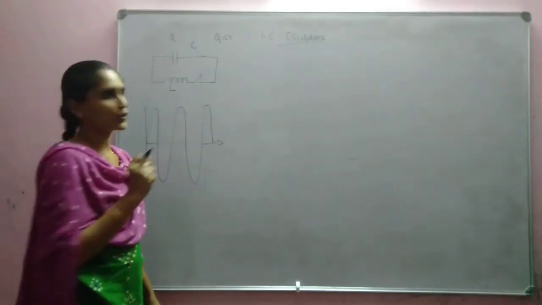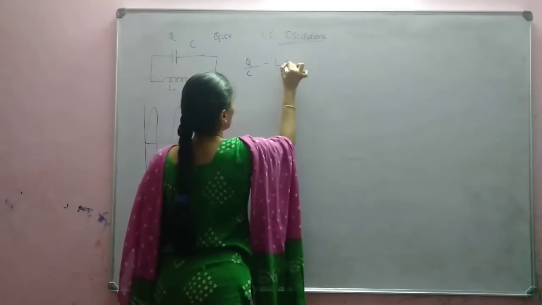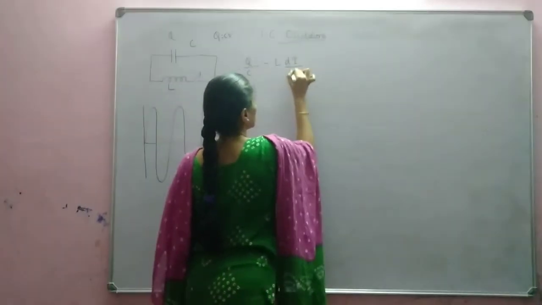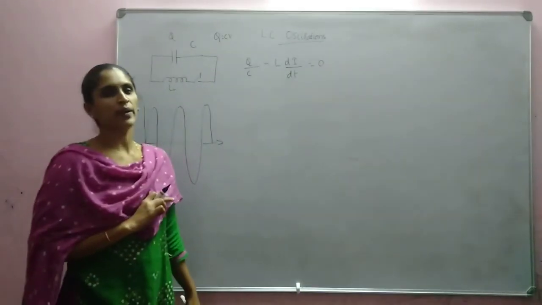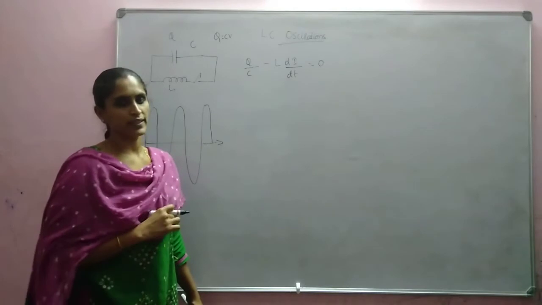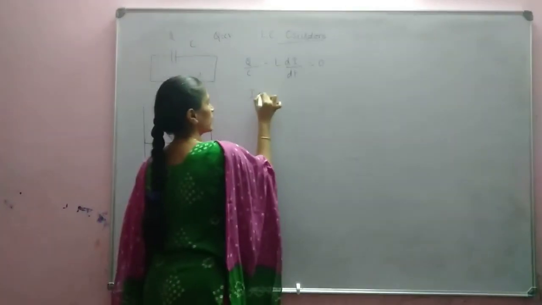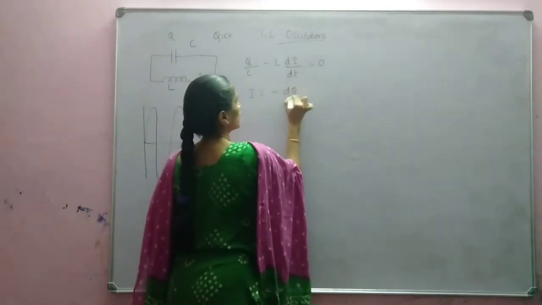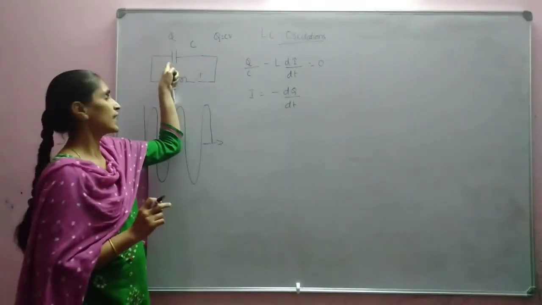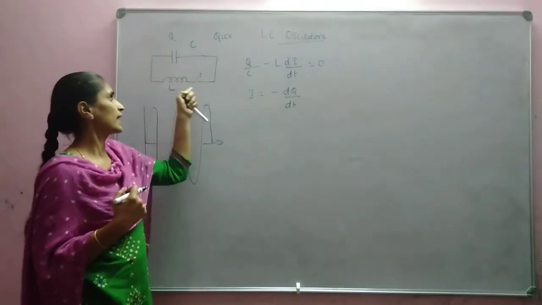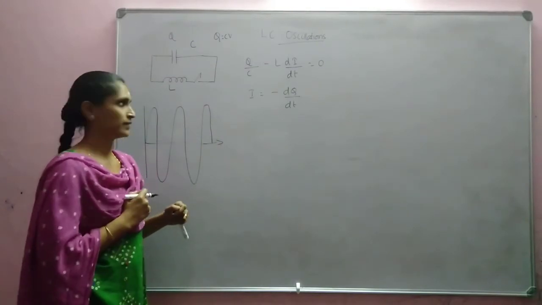By applying Kirchhoff's rules, we can write Q by C minus L into di by dt is equal to 0. Why minus L into di by dt? Because it is the back EMF produced in the inductor. Instead of I, we can write I as minus dq by dt. Why is it minus? Because whenever the charge on the capacitor decreases, the current in the circuit increases. That's why we write it as minus dq by dt.